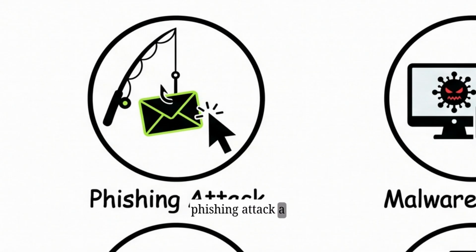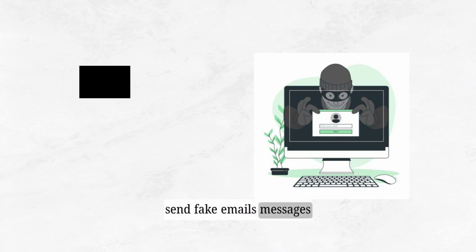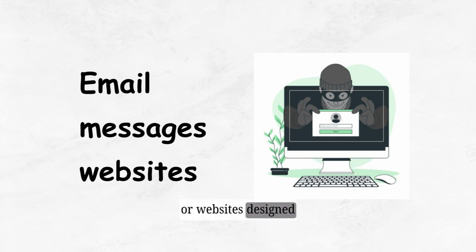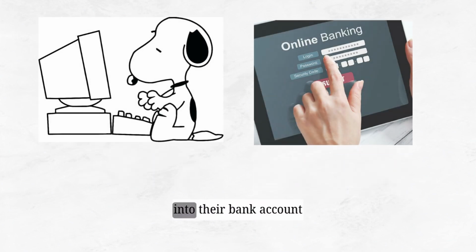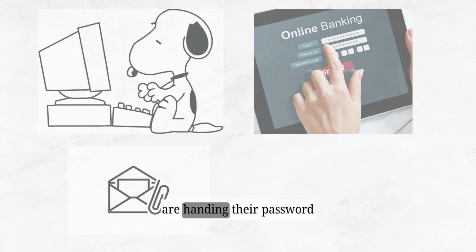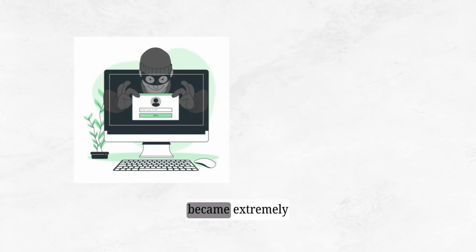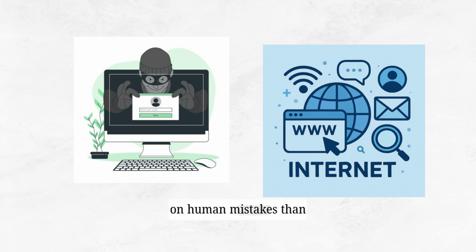Phishing attack. A phishing attack tricks people into revealing sensitive information by pretending to be a trusted source. Attackers often send fake emails, messages, or websites designed to look legitimate. A person might believe they are logging into their bank account or email service, when in reality they are handing their password directly to a hacker. Phishing became extremely common with the growth of the internet because it relies more on human mistakes than technical weaknesses.